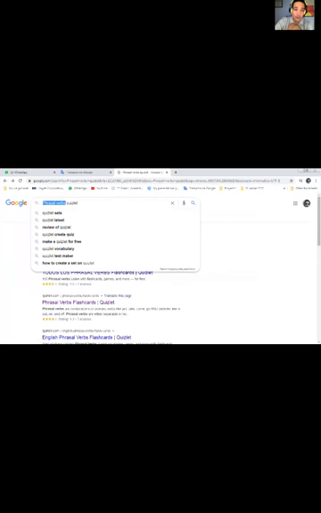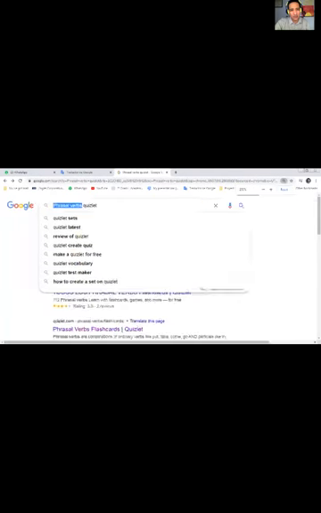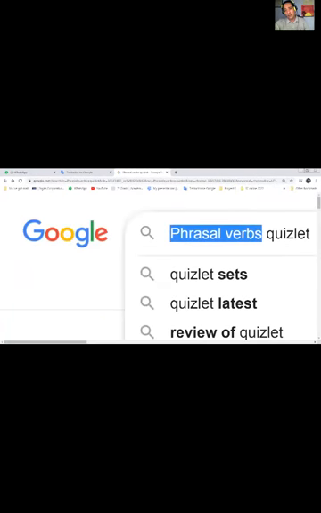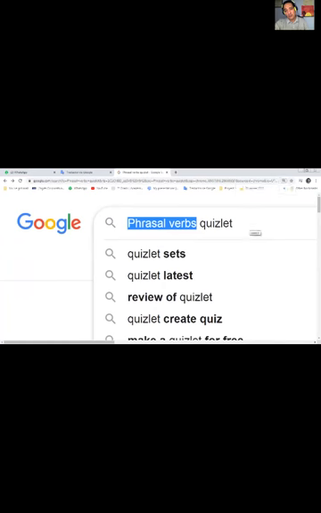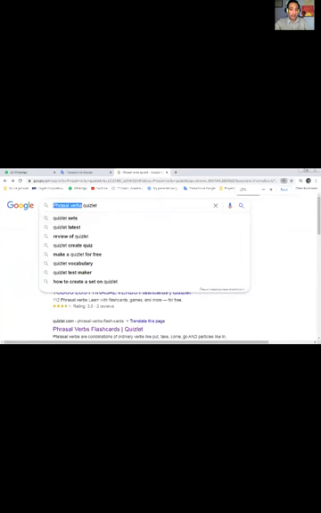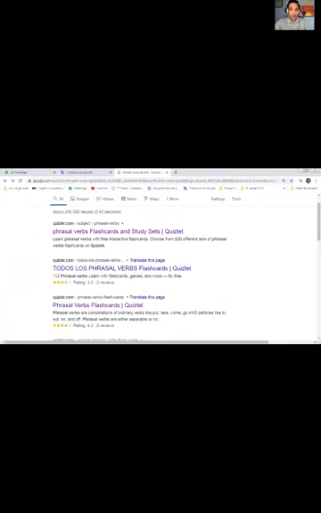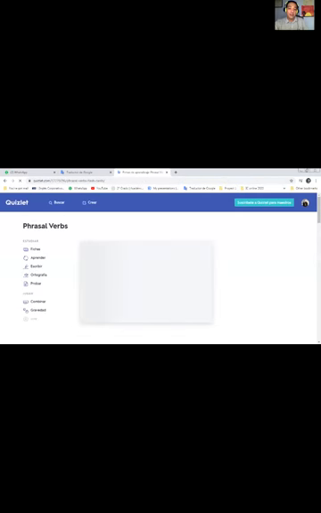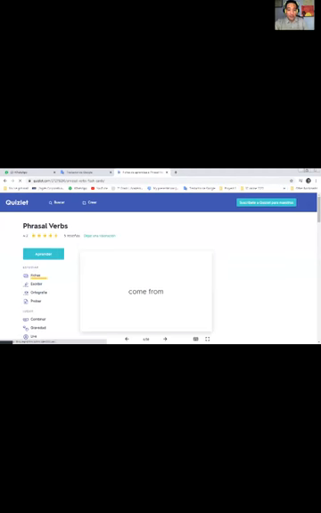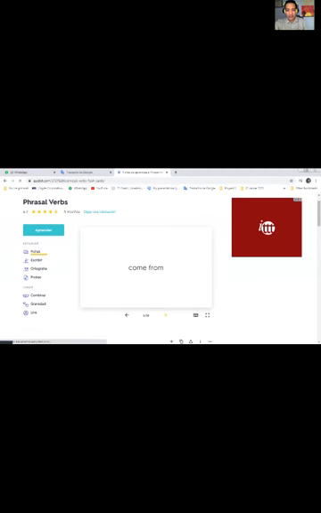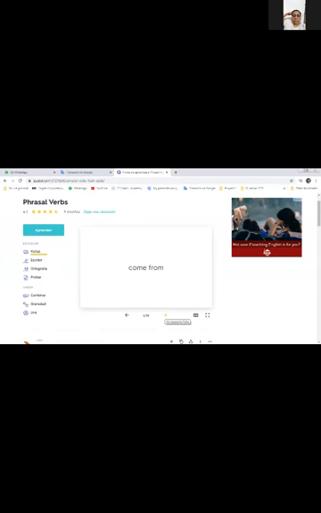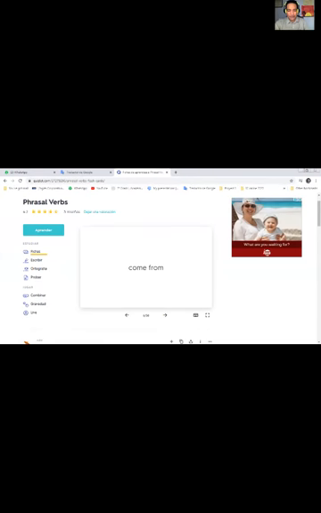Type in phrasal verbs, Quizlet. Can you see? Yeah. Phrasal verbs, Quizlet. Once you do that, look at the results and start looking through them. I selected this one, phrasal verbs, flashcards, Quizlet. I think this is the one that we were looking at. Yes, the same one. It has 58 different options. So 58 phrasal verbs, basically.